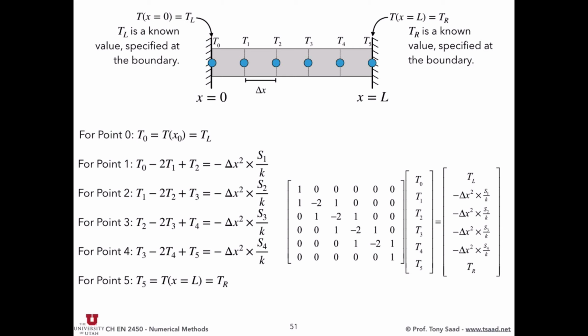The second equation, what is it? Remember, it's the dot product of this vector with that vector. So it's 1 T0 minus 2 T1 plus T2 plus 0 T3 plus 0 T4 plus 0 T5. So that gives us this equation, T0 minus 2 T1 plus T2 equals minus delta x squared times S1 over K. And so on. That's a real life application of how tridiagonal matrices show up. If you go to 2 dimensions, you get a pentadiagonal system. If you go to 3D, you get 7 diagonals, okay?